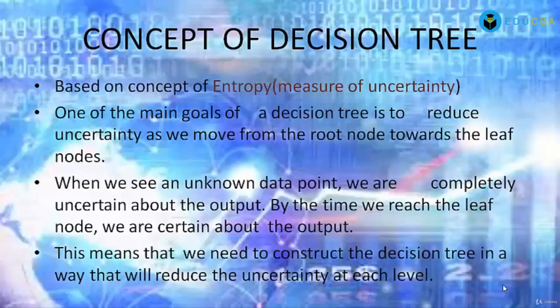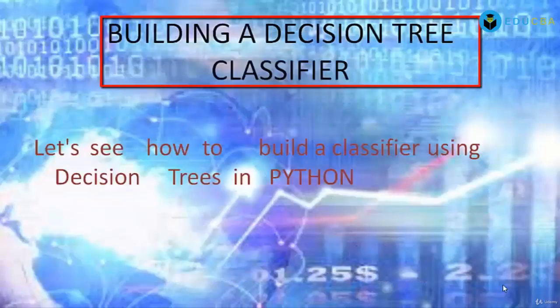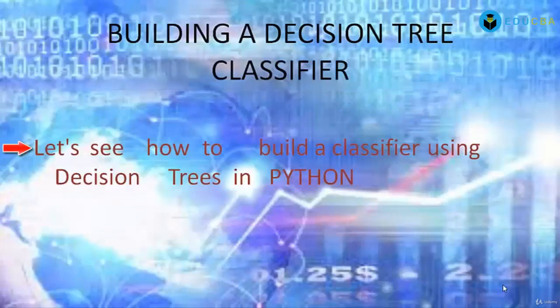This means that we need to construct the decision tree in such a way that will reduce the uncertainty at each level. Building a decision tree classifier. Let's see how to build a classifier using decision trees in Python.